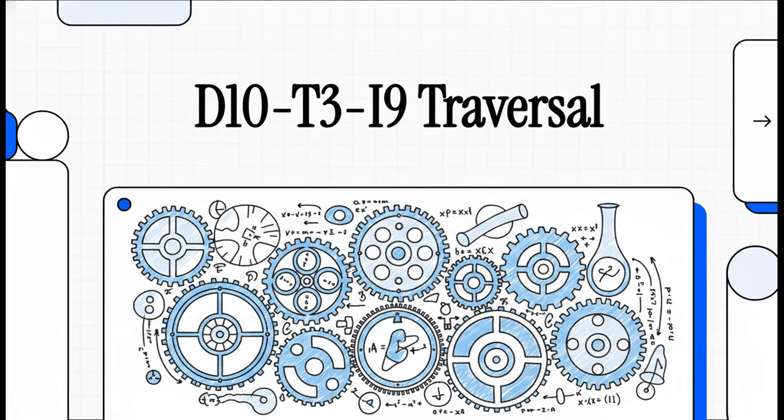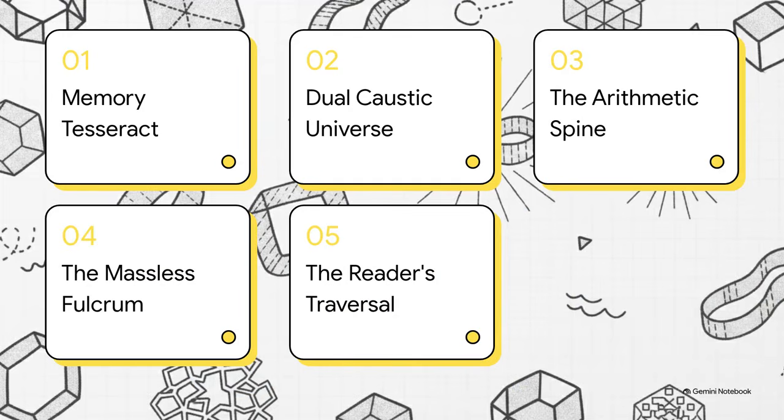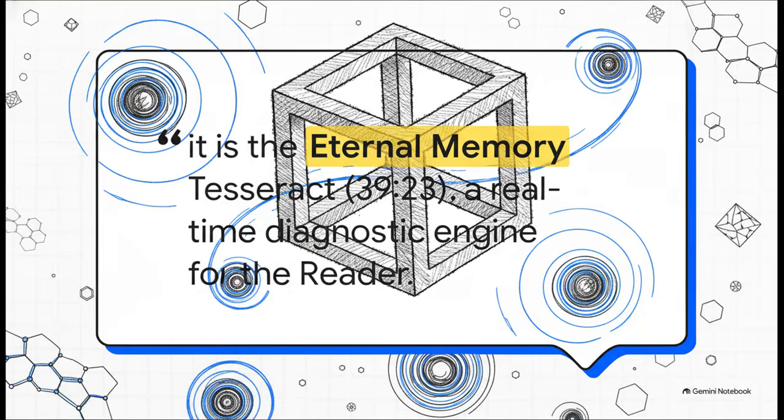We're looking at a closed system physics model here, where numbers, verses, and concepts literally interlock like the gears of a giant cosmic machine. To map out this incredibly complex architecture, here is our roadmap. We'll hit 5 key waypoints: the Eternal Memory Tesseract, the Dual Caustic Universe, the Arithmetic Spine, the Massless Fulcrum, and finally, the Reader's Traversal. So this framework posits a massive paradigm shift.